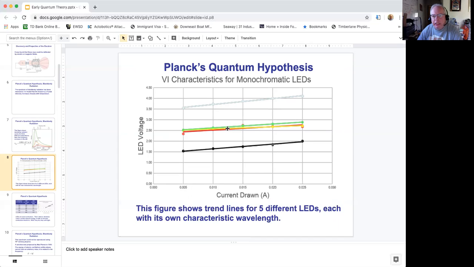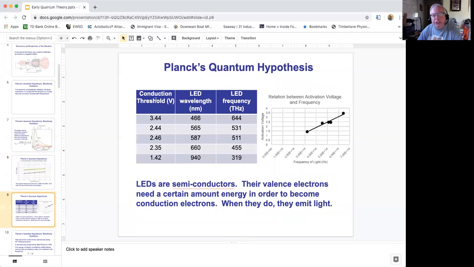But what I was most interested in is the threshold voltage, because light emitting diodes are semiconductors. They only conduct under certain conditions. They need a threshold voltage. So if you extend this line back and find its y-intercept, then we can compare that to the wavelength for these different LEDs. In this chart, we take a look at the threshold voltage, which means the minimum voltage needed in order to allow the LED to conduct and produce light.